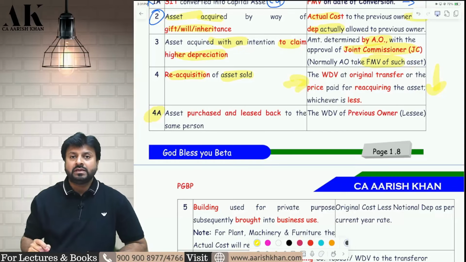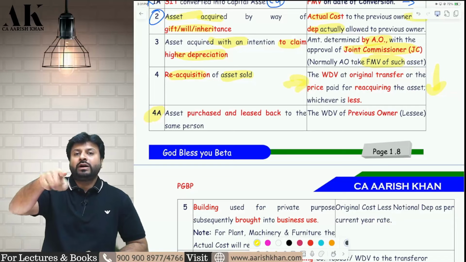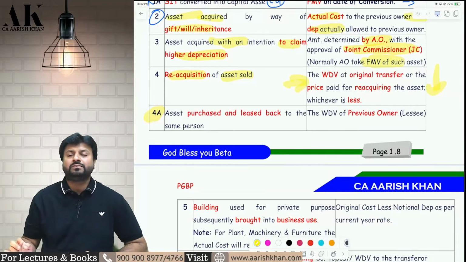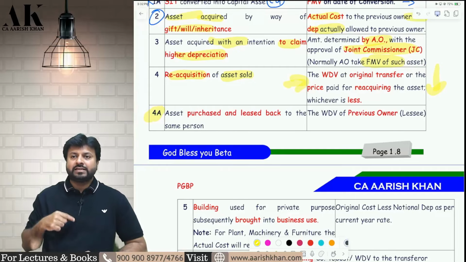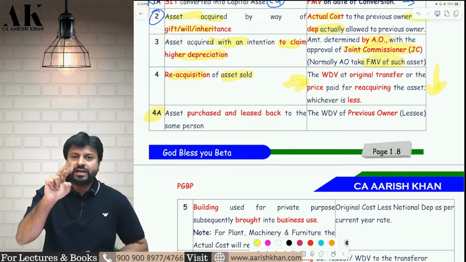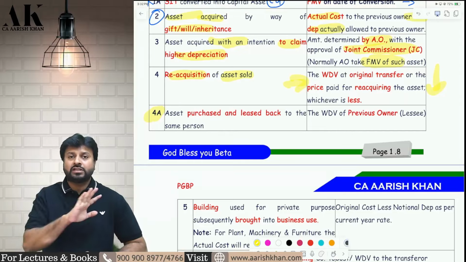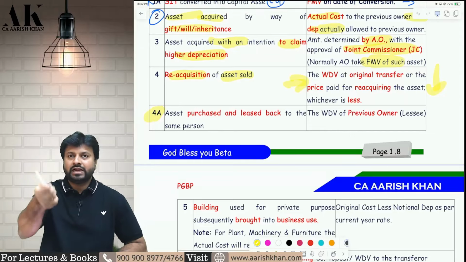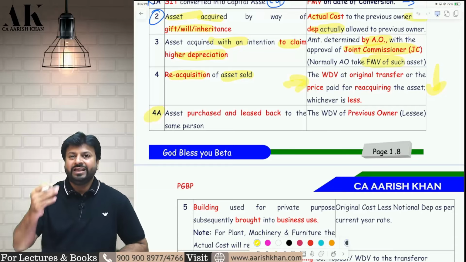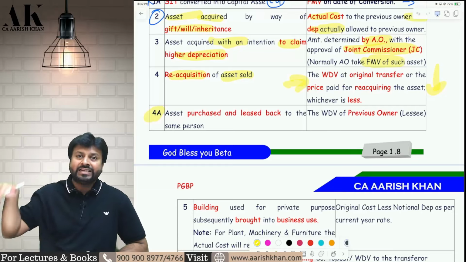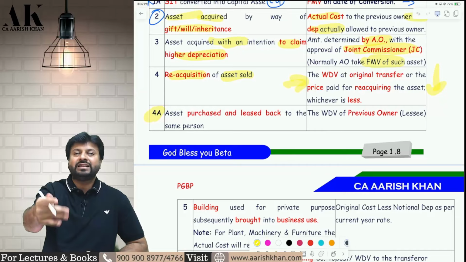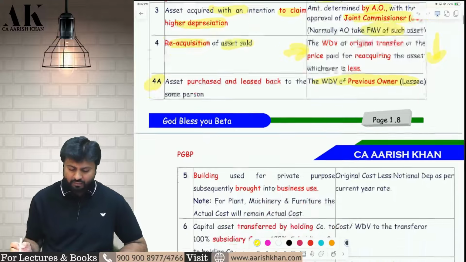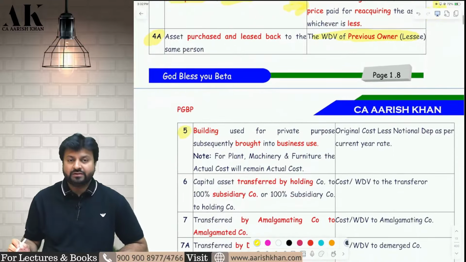Now I am leasing back that asset to you after purchasing from you. I am purchasing that asset from you for 2 lakh rupees and then I am leasing it back to you. So once you purchase an asset and lease it back, what is the actual cost? Is it 2 lakh rupees, the price at which I have acquired? The answer is no. It is the WDV in your hands, and what was the WDV in your hands? It was 80,000. That will become my actual cost. Are you clear? If I purchase something from someone and then lease that item back to that person, then the WDV in the hands of the transferor becomes my actual cost. Okay. Next, explanation 5.